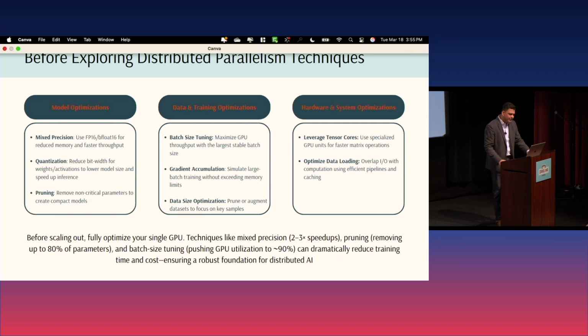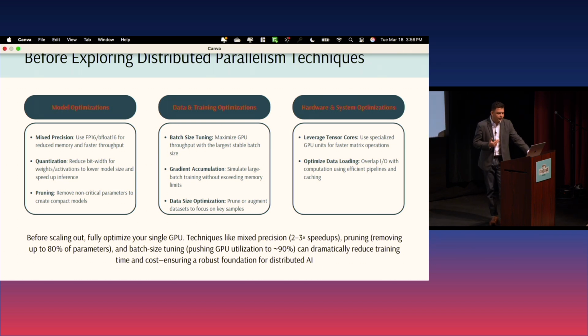The second category is around the data and training optimizations. The very fundamental thing when it comes to training our deep learning model is the batch size: how much data at a time we are feeding into our processor. By optimizing the batch size, what we are really trying to make sure is that we are hitting the limits of either the GPU or, in some cases, the CPU that we have, to make sure our utilization is, say, over 90%, over 95%.